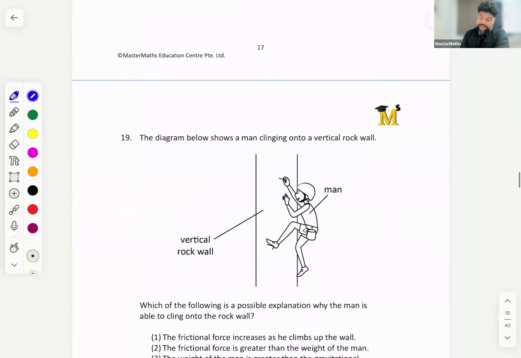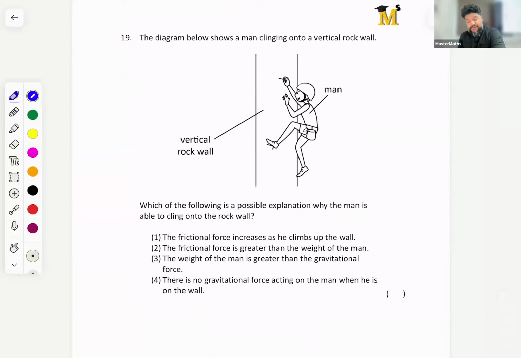Question 19. Arissa, what's your answer for 19? 4. Hey, no gravity, yeah. That can't be right. Where will there be no gravity? Is he climbing a space rock? No, right?